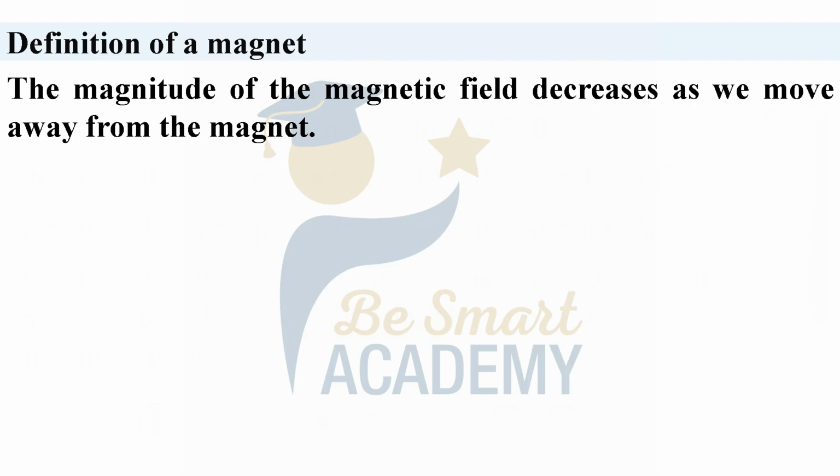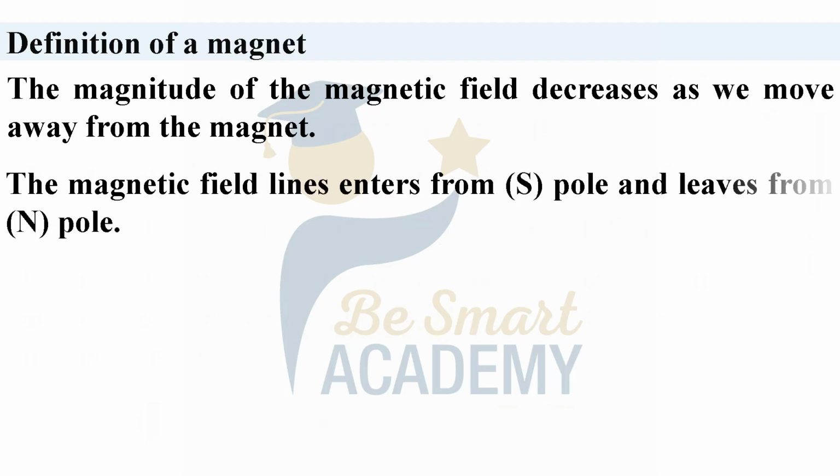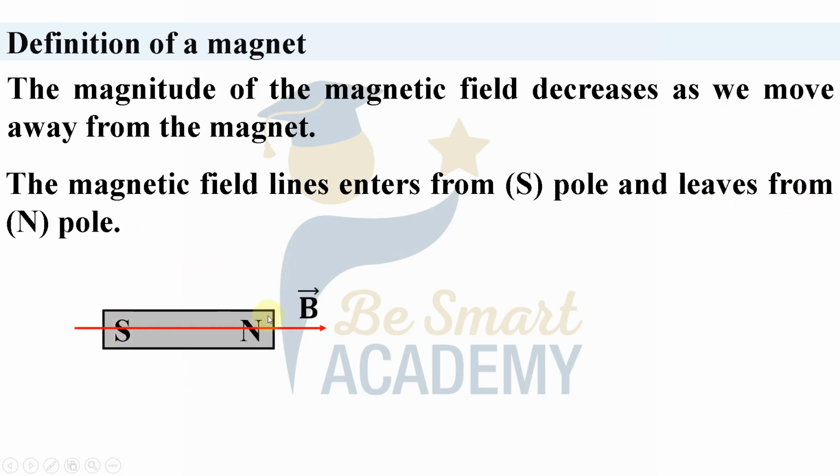The magnitude of the magnetic field decreases as we move away from the magnet. The farther we get from this magnet, the more the value or magnitude of the magnetic field decreases. The magnetic field lines enter from the S pole and leave from the N pole, as shown in the following figures.